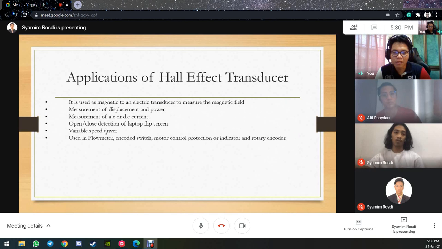Next, the applications of the Hall effect transducer. It is a magnetic-to-electronic transducer used to measure magnetic field. It is also used for measurement of displacement and power, measurement of AC or DC current, open or close detection of a laptop flip screen, variable speed drives, and also in flow meters, encoder switches, motor control protection, inductors and rotary encoders.